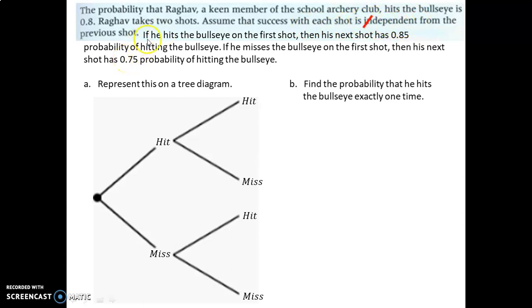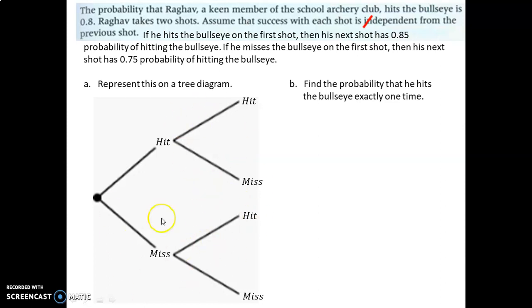So now, let's say if he hits the bullseye on the first shot, then he has a probability of 0.85 of hitting the bullseye on the next shot. So in other words, if he makes that first hit, he feels more confident, and therefore he has a higher probability of making the bullseye the second time. However, if he misses the bullseye on the first shot, then his next shot has 0.75 probability of hitting the bullseye. So now if he misses, his chance of hitting on the second shot has gone down from 0.8 to 0.75. That miss makes him lose a little confidence. That's probably more true to real life, that what happens here affects what happens here.